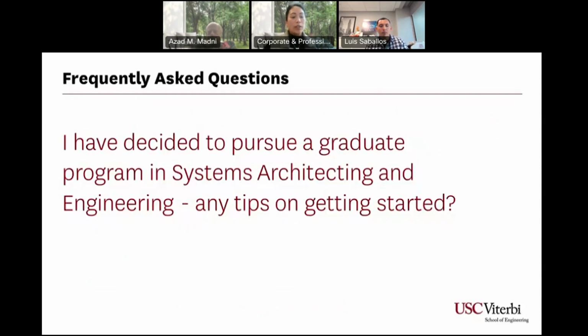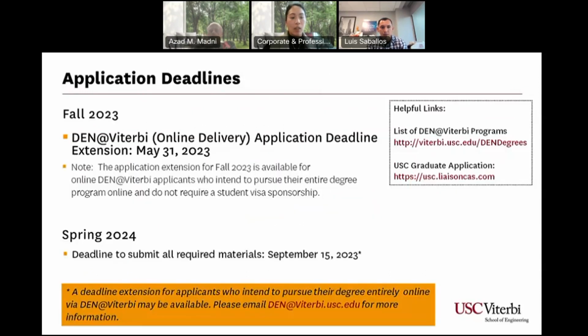Okay, so another frequently asked question that we get is: I have decided to pursue a graduate program in systems architecting and engineering, so any tips on getting started? If you decide that you're ready to start your application, as I mentioned, we are still accepting applications for online Dana Viterbi students for fall 2023. We have extended the deadline to May 31st. This is for students who do not require student visa sponsorship and who plan to pursue the program in its entirety online. So we encourage you to submit your application before this deadline date.